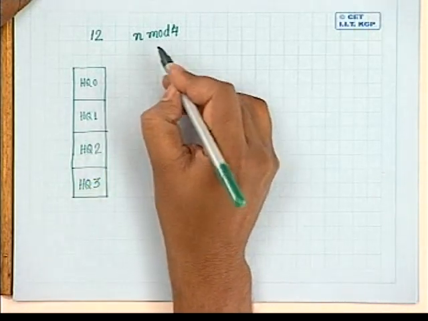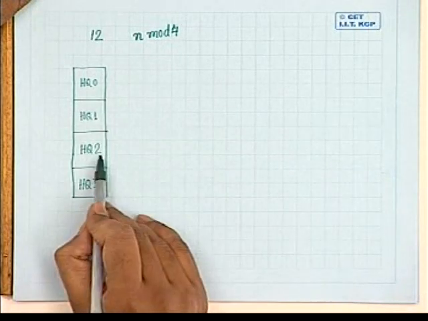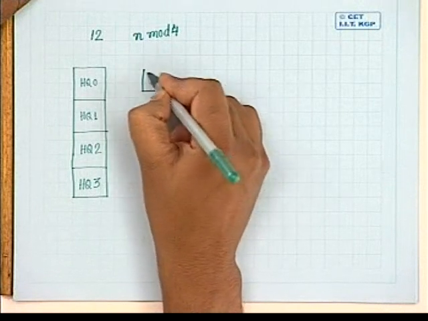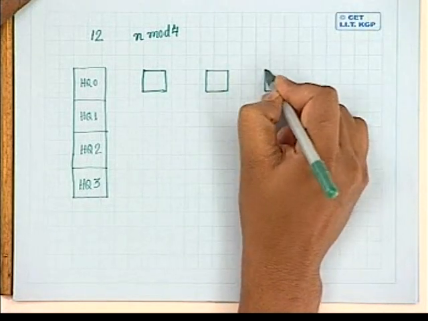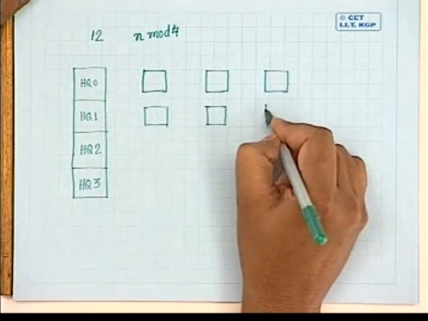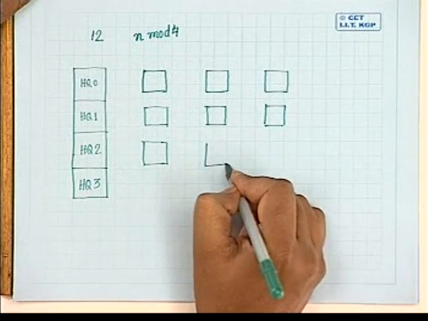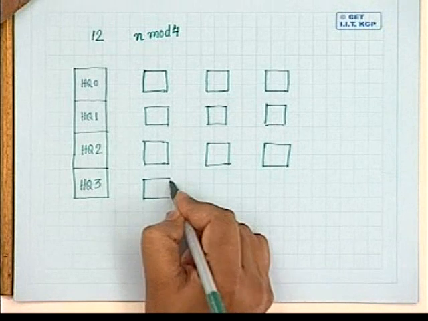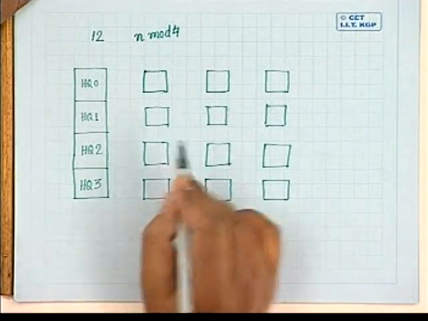Similarly, suppose some buffer contains block number 6. You find that 6 mod 4 is equal to 2, so the buffer containing block number 6 will be present in hash queue 2. So this way it will continue. If I have a number of buffers, let me assume a situation like this, where in each of these hash queues I have, say, three buffers.